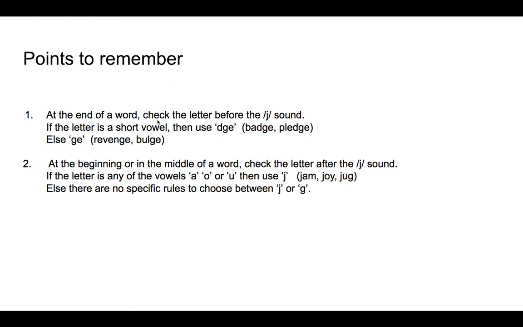At the end of a word, first check the letter before the J sound. If the letter is a short vowel, then use the trigraph DGE for the J sound. For example, badge, pledge. Otherwise, use the digraph GE: revenge, bulge. At the beginning or in the middle of a word, check the letter after the J sound. If the letter is any of the vowels A, O or U, then use the letter J straight away. Otherwise, there are no specific rules to choose between the letter J or G for the J sound.